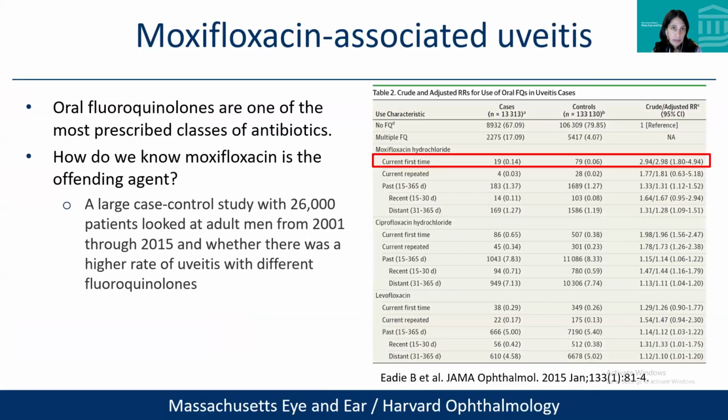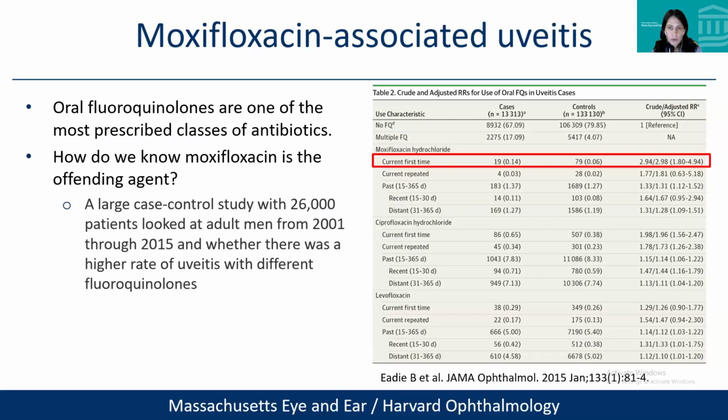What is the evidence in the literature that moxifloxacin is the culprit and not something else? Because as you all know, this is a very commonly prescribed class of antibiotics. So there was a large case control study with 26,000 patients that looked at men over approximately a 15-year period, and they looked at the risk of uveitis with different fluoroquinolones.